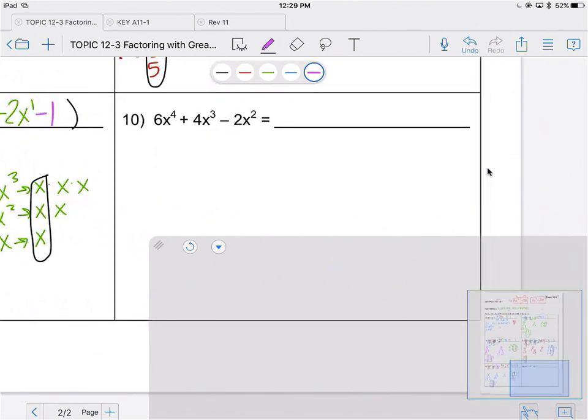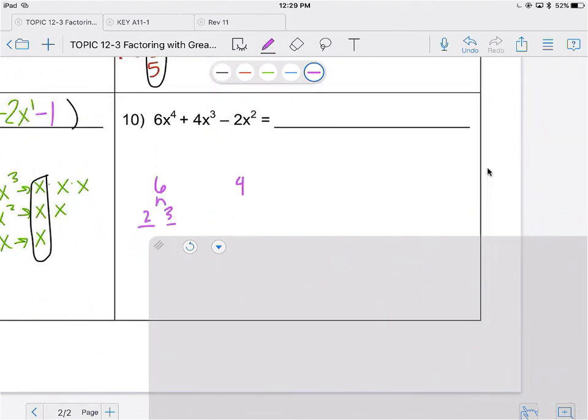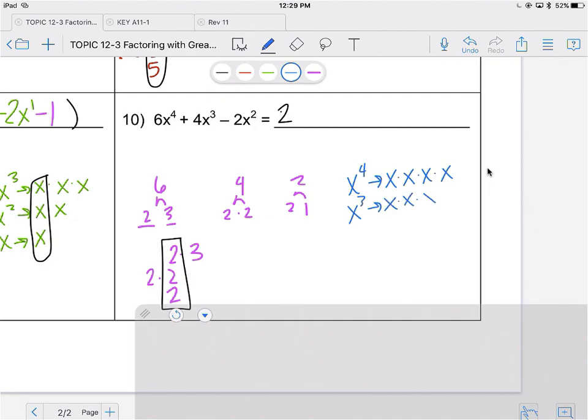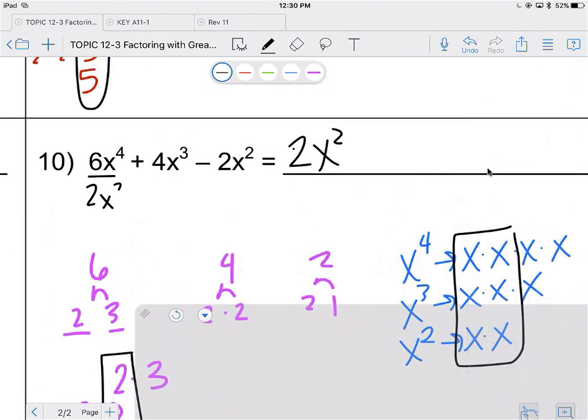Our last problem, 6 is 2 times 3. 4 is 2 times 2. And 2 is just 2, or 2 times 1. So we have a 2 times 3, 2 times 2, and a 2. So they all share a 2. And then x to the 4th is x times itself 4 times. X cubed is x times itself 3 times. And x squared is x times itself 2 times. So they all share x times x, which is x squared. So I'm dividing a 2x squared from all of my terms.